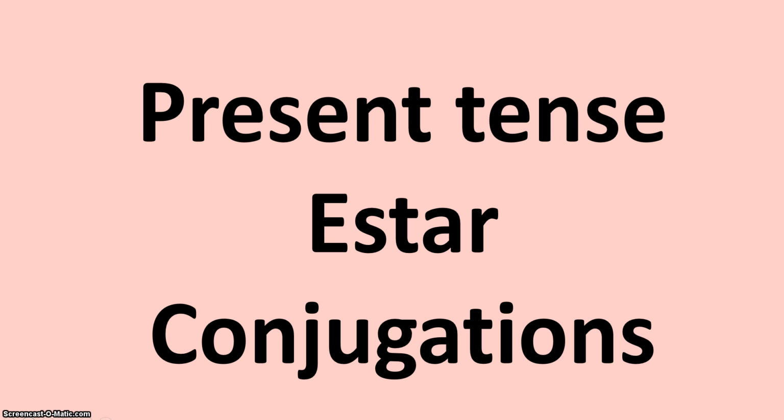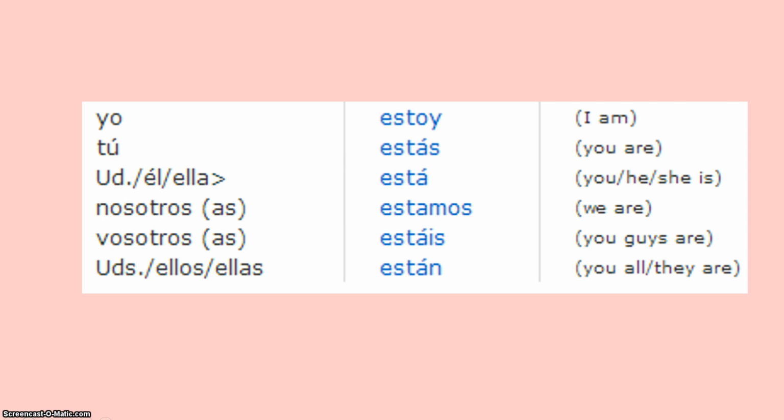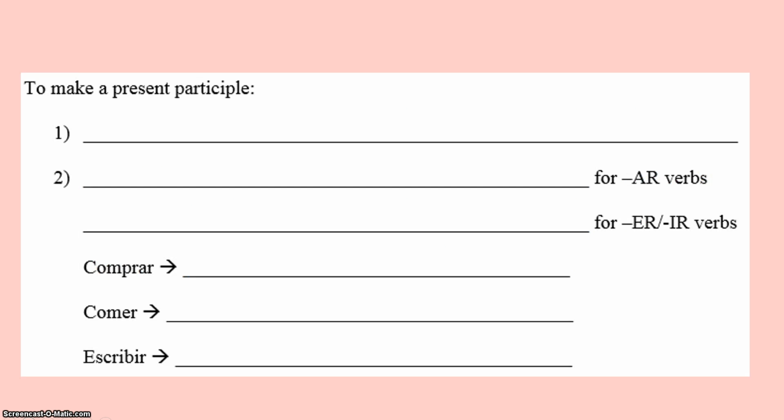Really quick, do you remember your present tense estar conjugations? I know we've been doing a lot of stuff in the past tense, but for this we're going back to present, so we want our present tense estar conjugations. Yo estoy, tú estás, usted, él, ella está, nosotros, nosotras estamos, and ustedes, ellos, ellas están. So, one part of our formula is a present tense form of estar. The other part of our formula is a present participle.